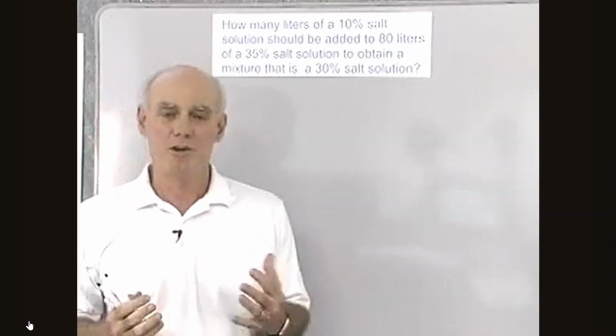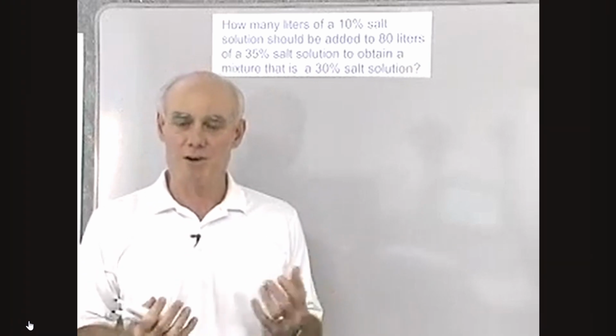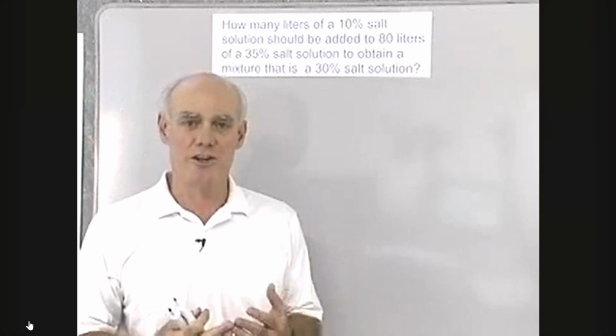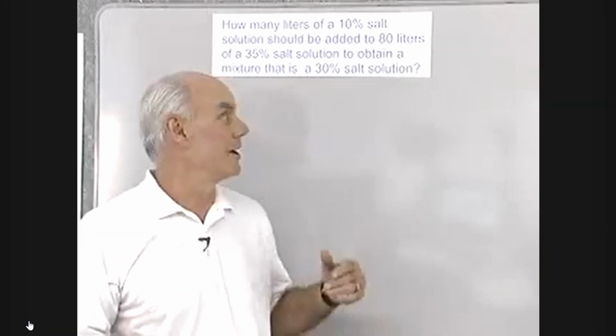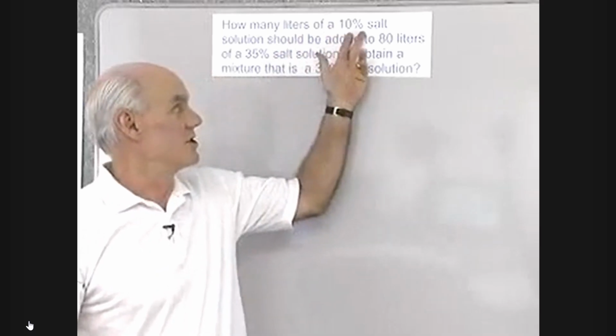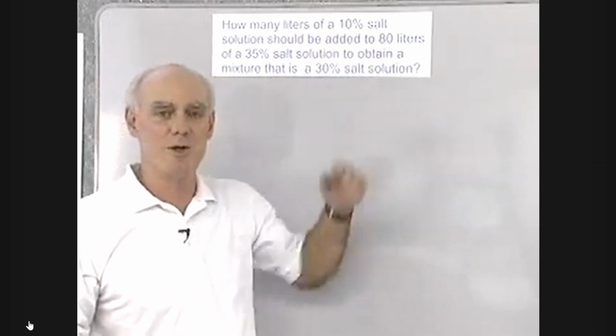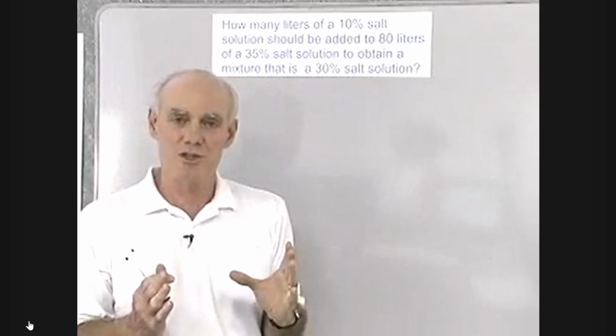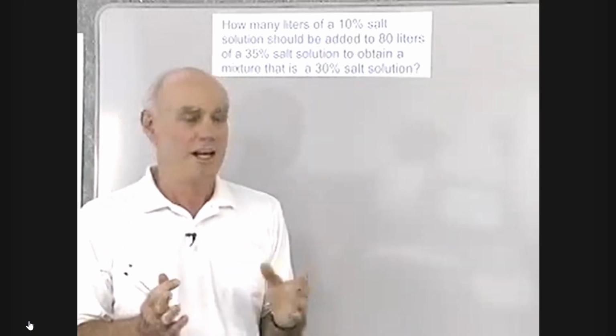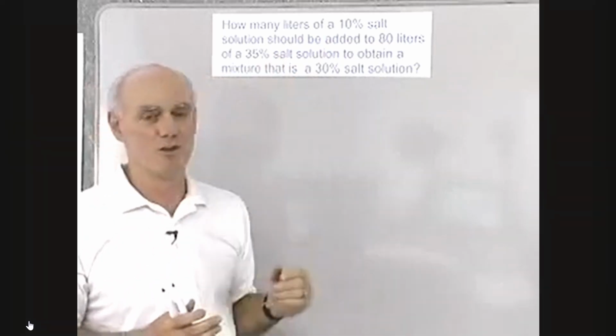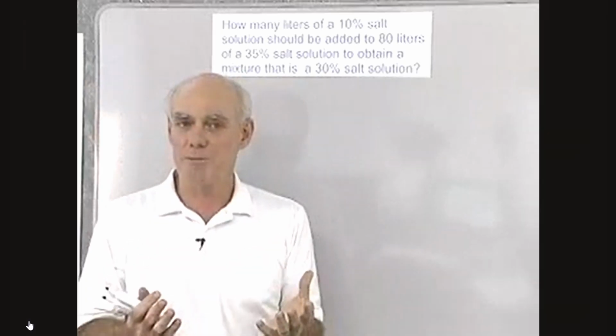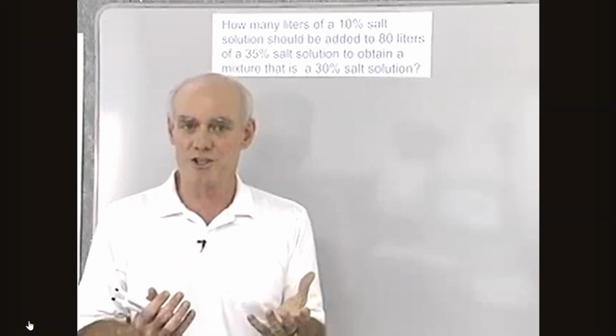So what we have here is a mixture problem involving solutions that contain salt. And what you have to realize when you read a problem like this is that when you say it's 10% salt solution, that means that 10% of the solution is salt, the rest is water. And if it says 35% solution, that means that 35% of the solution is salt and the rest is water.